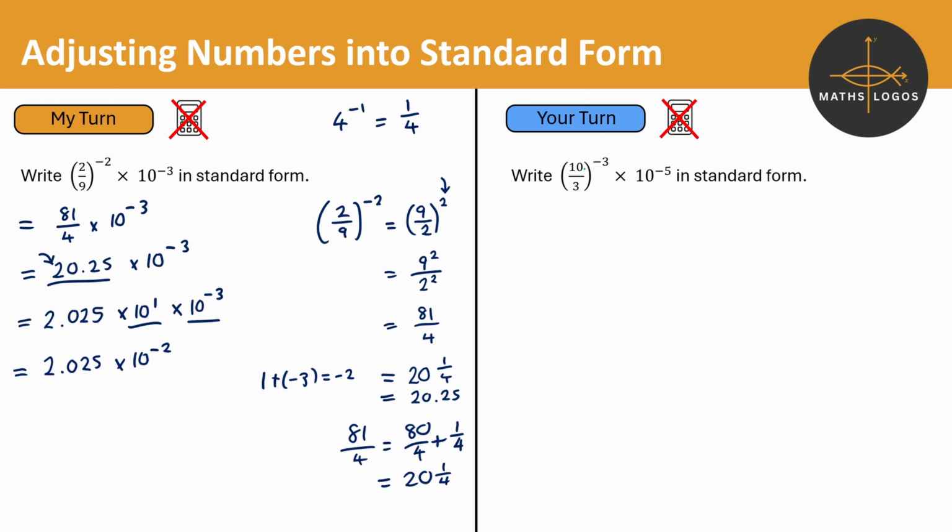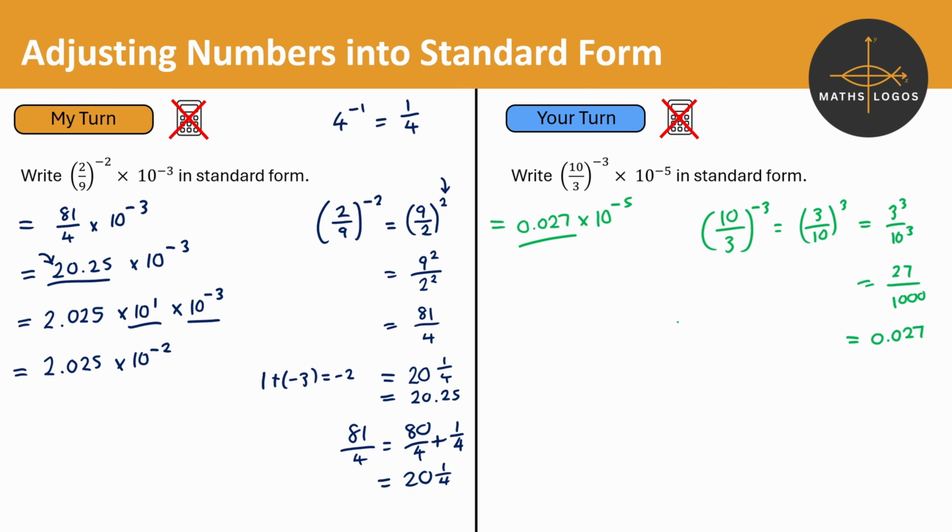So write 10 over 3 all to the power of negative 3 multiplied by 10 to the power of negative 5 in standard form. Let's go ahead and deal with our 10 over 3 all to the power of negative 3. So our negative part of the index tells us to take the reciprocal, so that would give me 3/10, and I need to remember that I'm cubing that. I apply this index of 3 to the 3 to give me 3 cubed, and also to the 10 to give me 10 cubed. 3 cubed is 27, and 10 cubed is 1000. Go ahead and divide 27 by 1000 to give you 0.027. So that means that this calculation is equal to 0.027 multiplied by 10 to the power of negative 5.